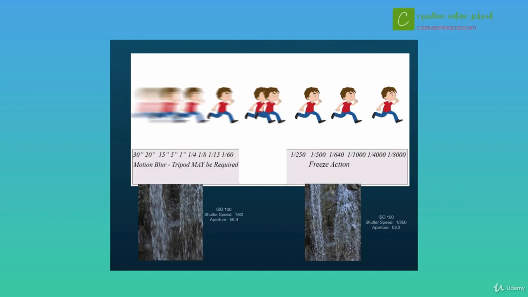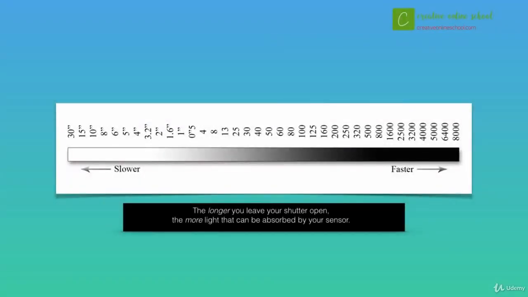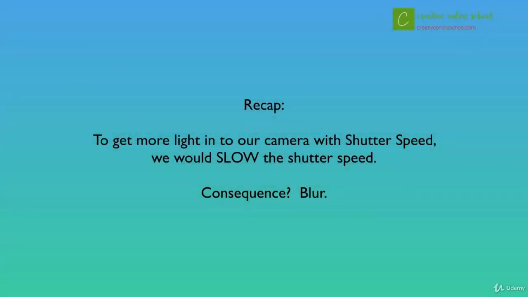At a 60th of a second, pretty much anything moving will be blurry. In between there, you kind of have a missing area, and that could go either way. It really depends on your subject. So how does it affect light? Well, the slower your shutter speed, the longer you're leaving your shutter open, the more light that can be absorbed by your sensor. So the faster your shutter speed, the less light we're letting into our camera. So just to summarize shutter speed, to get more light into our camera, we would slow the shutter speed down. The consequence is going to be blur.